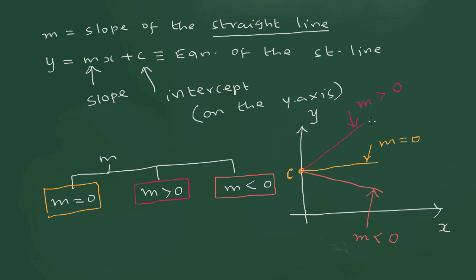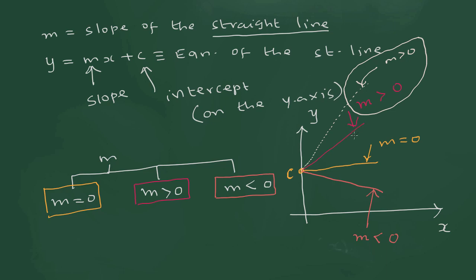Now what will happen? We ask a further question. What will happen if m is positive but m is a larger value? For example, you can draw another straight line like this. I am drawing another straight line like this. Now what can you say about this line? This line, whatever I have drawn, is also m greater than 0. But what is the difference between these two lines?